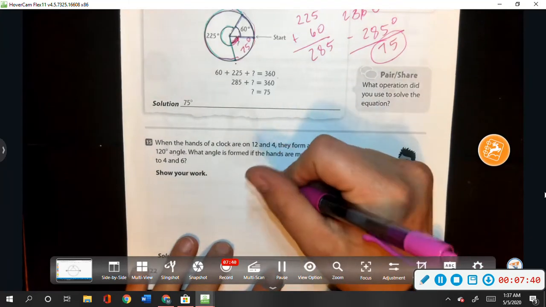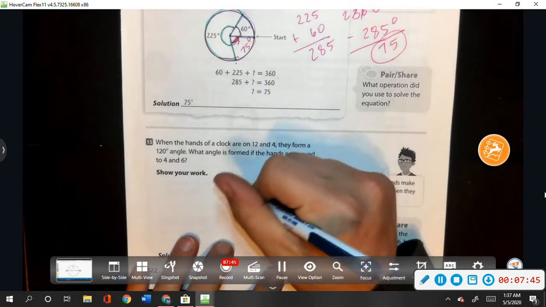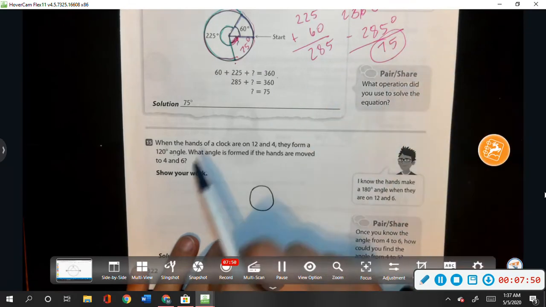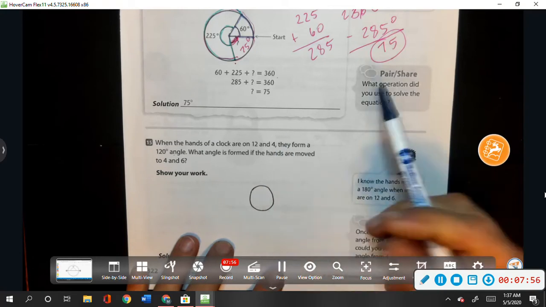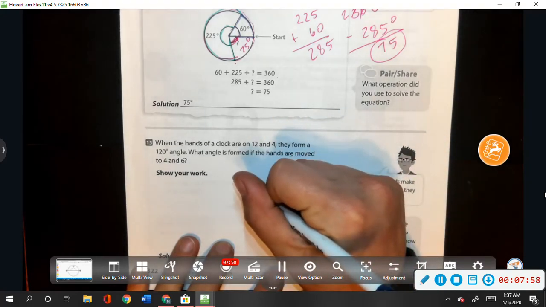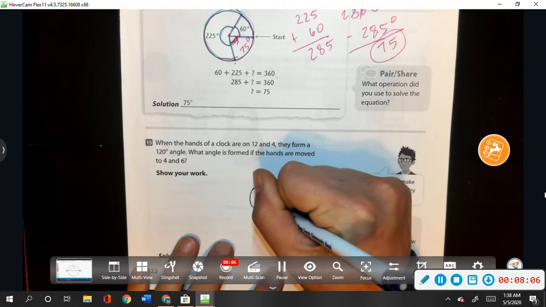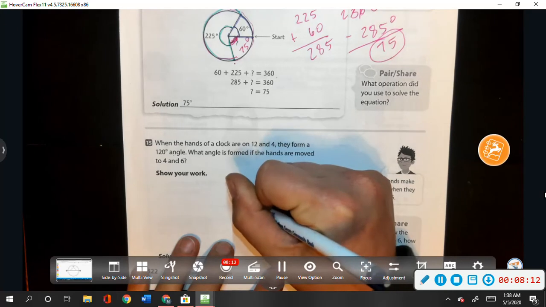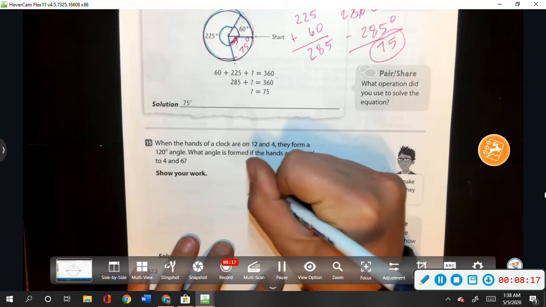So if we were to draw a clock, I'm going to draw my circle. There we go. We're going to draw our clock, and it says when the hands of a clock are on 12 and 4. So here would be 12, 1, 2, 3, 4, 5, 6, 7, 8, 9, 10, 11, 12.